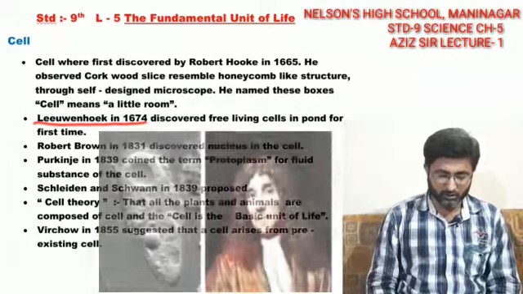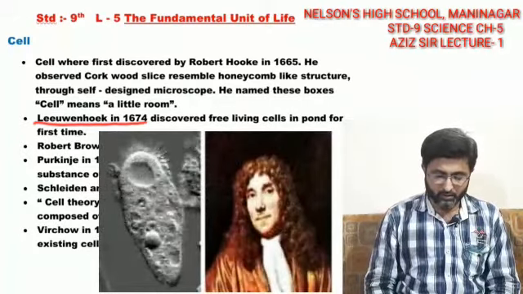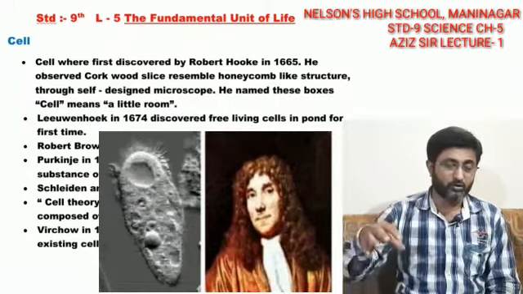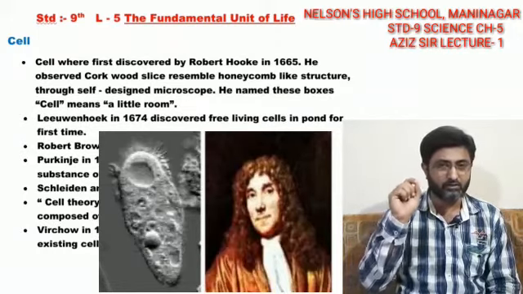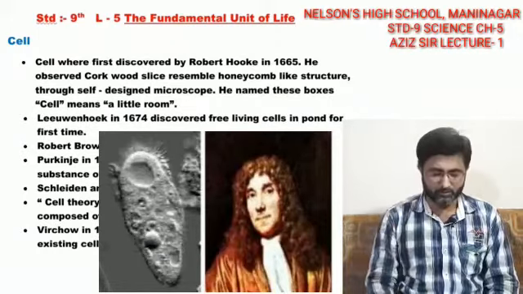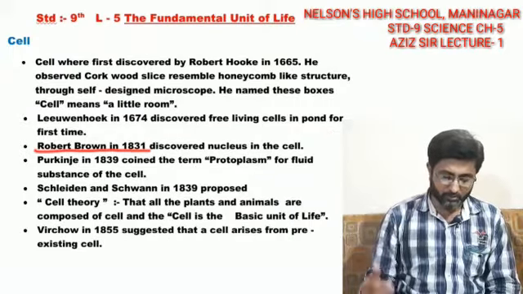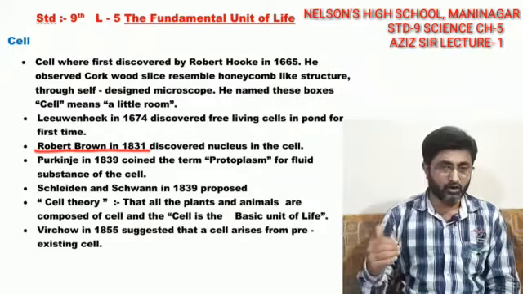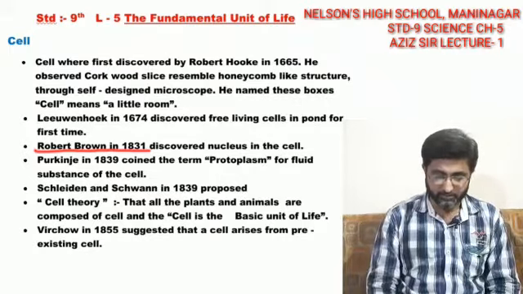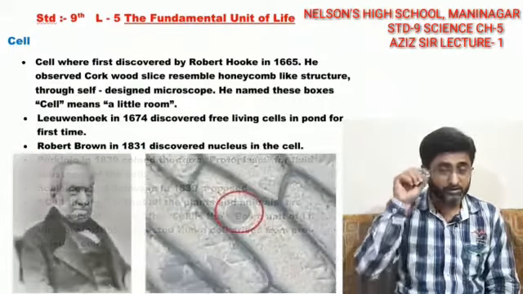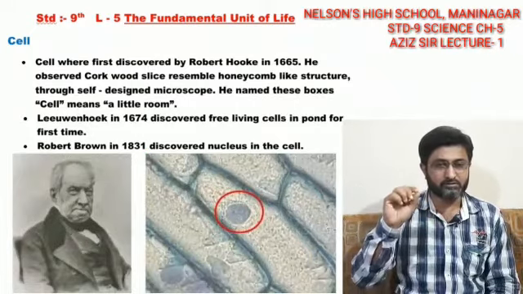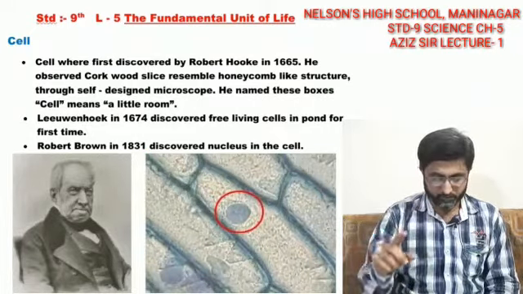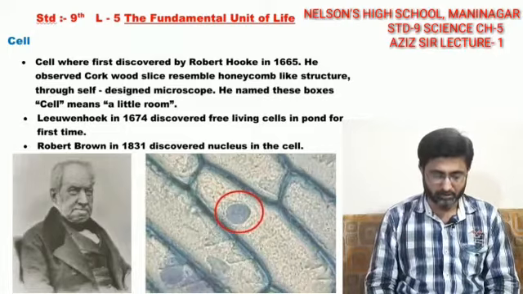Then came Leeuwenhoek, and Leeuwenhoek in 1674 found free living bodies from the pond water. These free living bodies are single cellular organisms which he found from the pond water. Then came Robert Brown, after a long era, in 1831, and discovered the internal organs of the cell. He first started with the nucleus. He was the first person to discover the nucleus of the cell, Robert Brown.